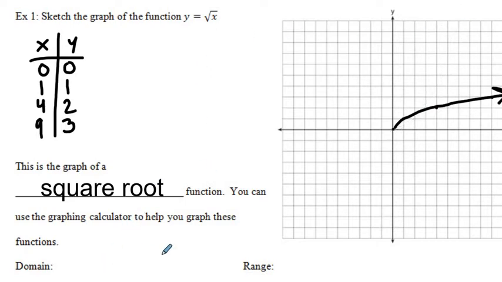All right, the domain and range. So the domain of exponential functions and quadratic functions were always all real numbers. But we can see from this graph that the graph is actually going to stop here at 0.